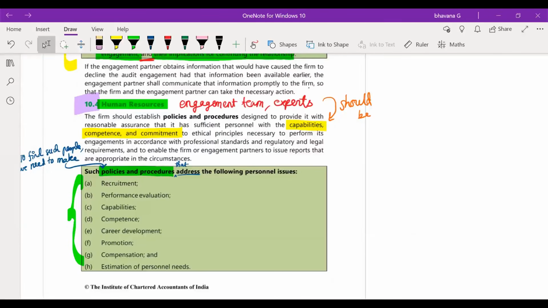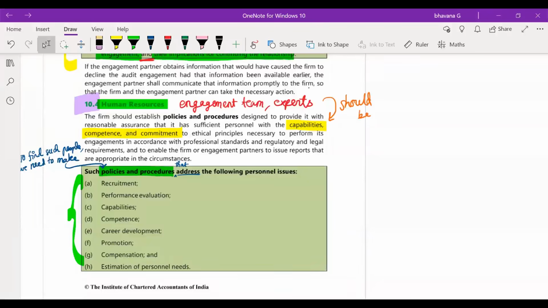Quality control, not ethical requirements. Ethical requirements was the second point under quality control. Now we are studying the fourth point, human resources. Okay, quality control, very good. So to maintain quality, what all we have to do, we are seeing now. So the fourth point is human resources.